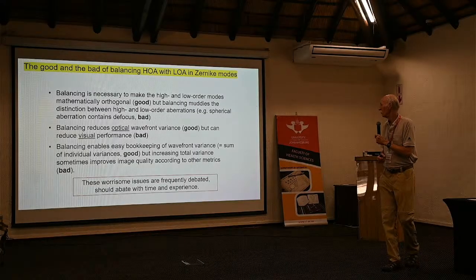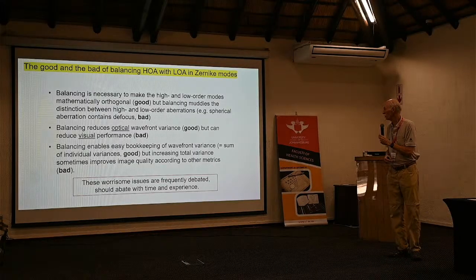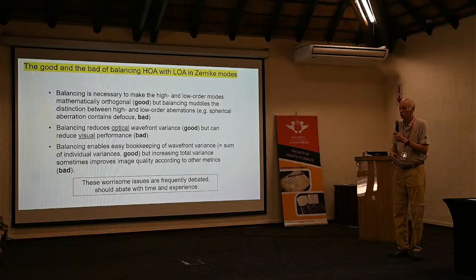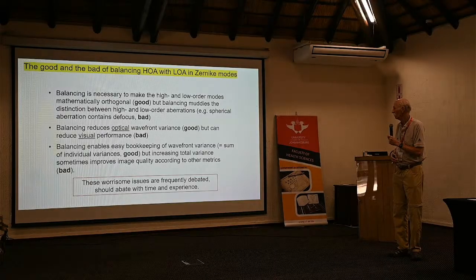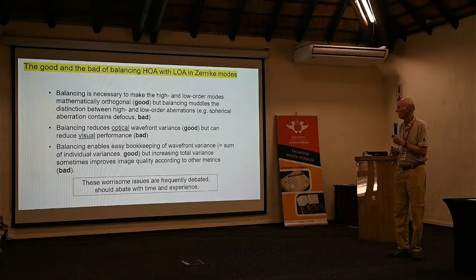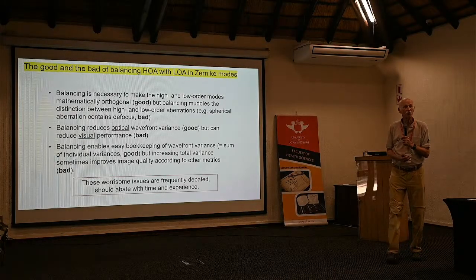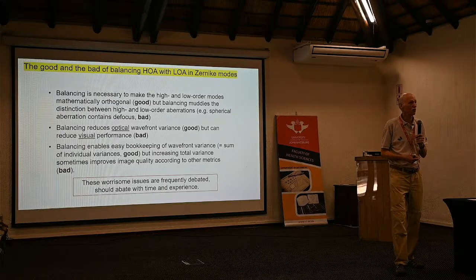Balancing also enables easy bookkeeping of wavefront variance. It's the sum of individual modes. That sounds like a good thing. That's a good property. But increasing total variance sometimes actually improves image quality according to other metrics. And that's the case for spherical aberration.